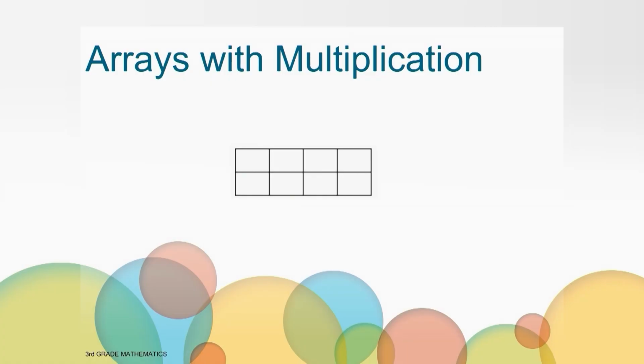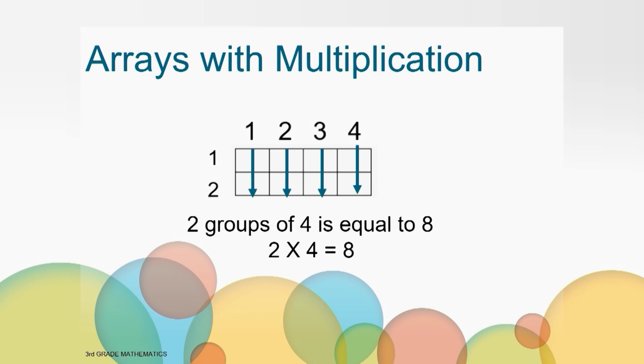Today, we are going to focus on how we can use arrays to represent multiplication. This is an array. It has two rows, which go across horizontally, like this, and it has four columns that go down or vertically, like this. So we can say 2 groups of 4 is equal to 8, or 2 times 4 equals 8.